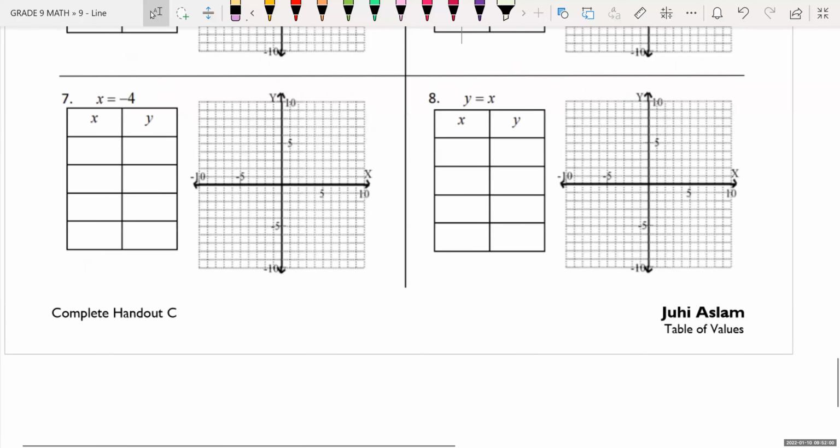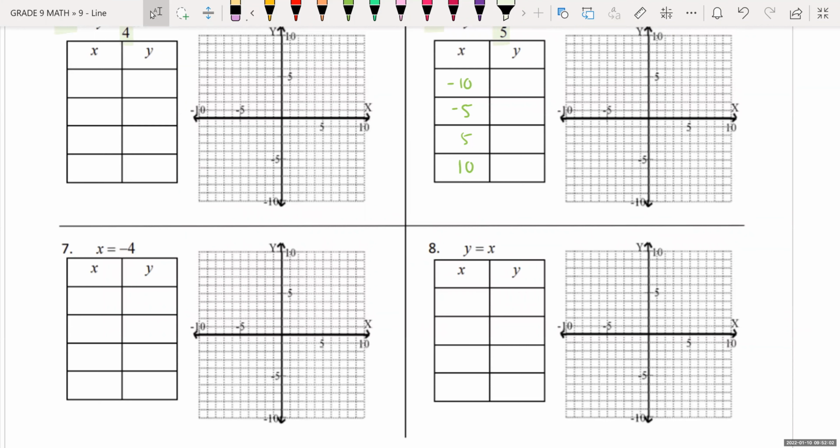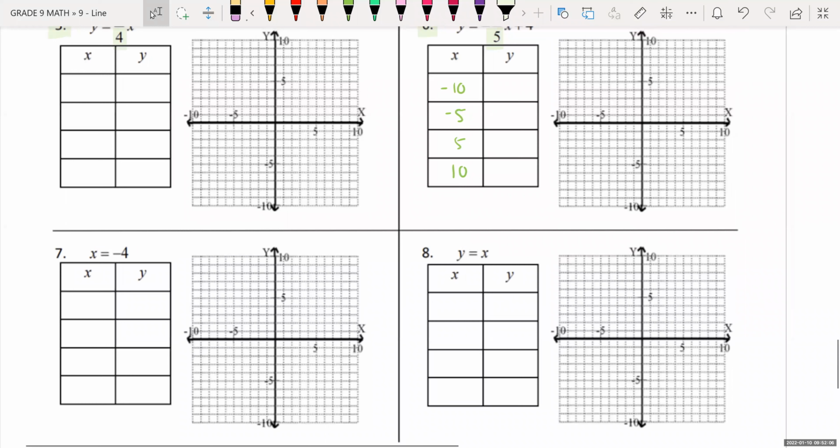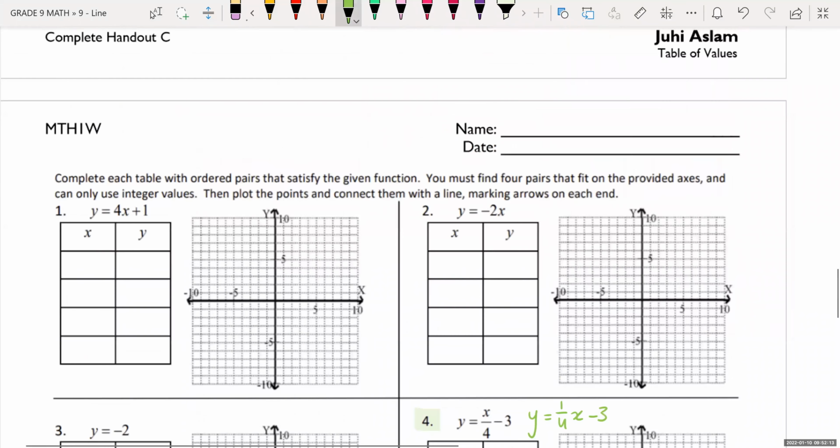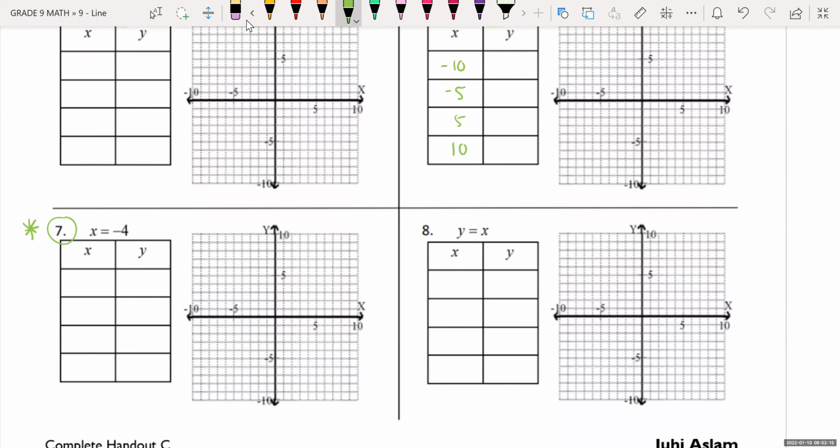Okay, and then questions 7 and 8 are pretty straightforward. Actually, question 7 will be interesting because there's no y value. So try this. I won't reveal the answer. I'll let you think about it a little bit. And that's it. So I think the hardest one in this is actually question number 7.